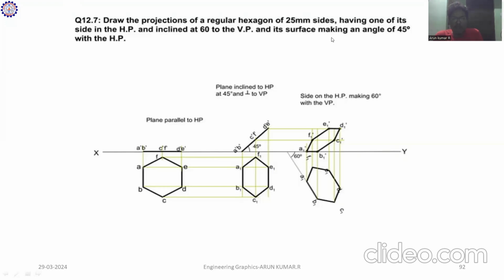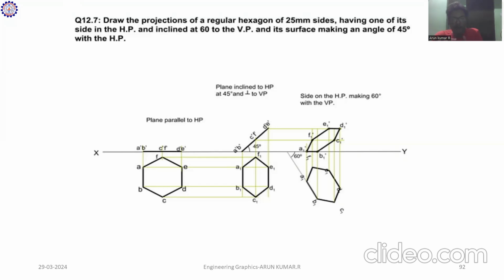Good morning. In this lecture series, we see projection of planes with a numerical problem. So what is the problem? Draw the projection of a regular hexagon of 25 mm side having one of its sides in HP and inclined at 60 degrees to VP. Its surface makes an angle of 45 degrees with HP.